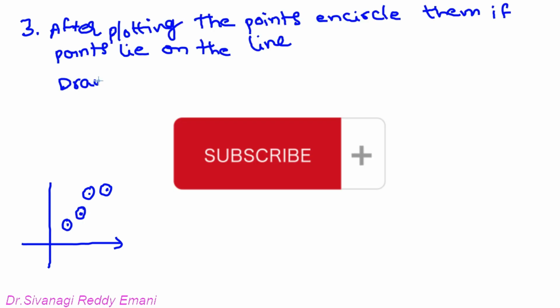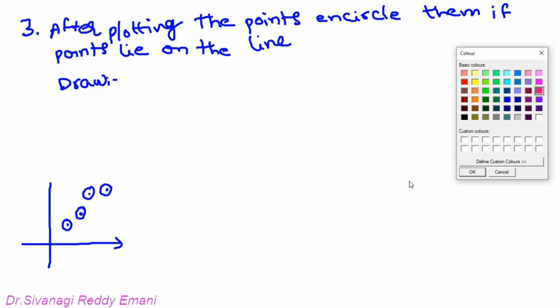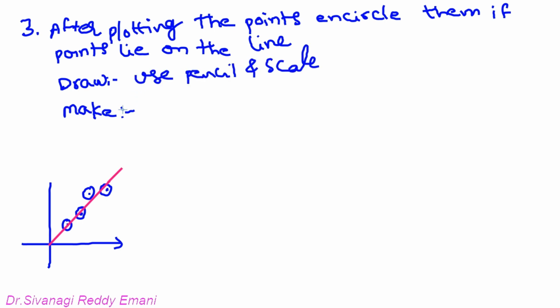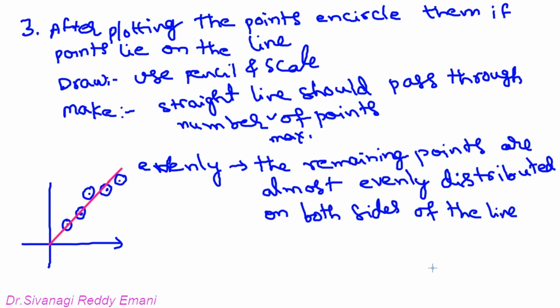Next one is drawing. So for example, if our graph is a straight line, then always use a ruler and a pencil to draw. Whenever we have to draw straight lines, always use the ruler. Whenever you are drawing, use pencil and scale. Care should be taken to ensure that the straight line passes through the maximum points. If they are not passing through it, then the remaining points should be evenly distributed on both sides of the line. According to that, we have to draw the graph.